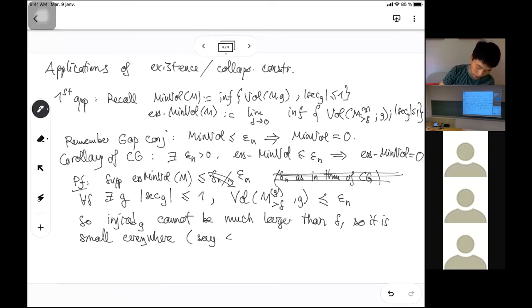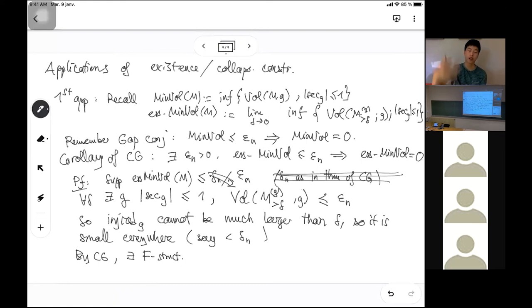Say smaller than the delta n of Cheeger-Gromov. So that means that if your essential minimal volume was very small, then your manifold carries an F structure by Cheeger-Gromov.